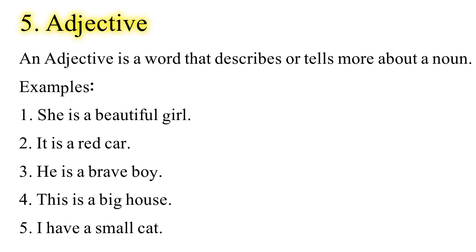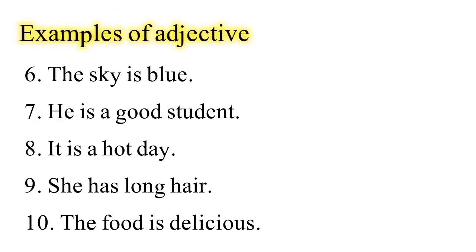5. Adjective. Definition: an adjective is a word that describes or tells more about a noun. Formula: adjective plus noun. Examples: 1. She is a beautiful girl. 2. It is a red car. 3. He is a brave boy. 4. This is a big house. 5. I have a small cat. 6. The sky is blue. 7. He is a good student. 8. It is a hot day. 9. She has long hair. 10. The food is delicious.